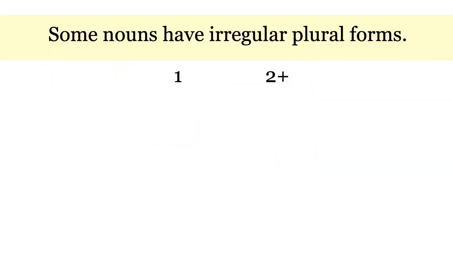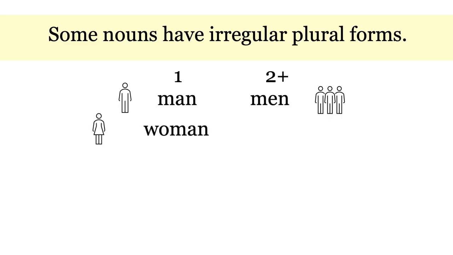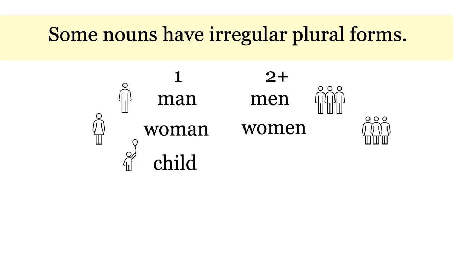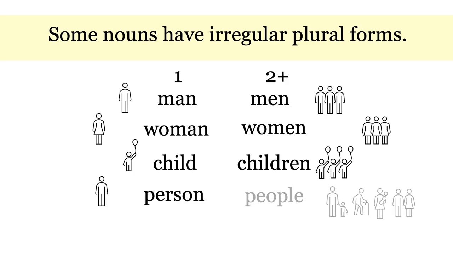Some nouns have irregular plural forms. There is not a spelling rule. We just have to know these. Here's some examples. 1 man, 2 or more men. Woman, women. Child, children. Person, people. Notice that none of these plural forms have S endings. They are irregular.